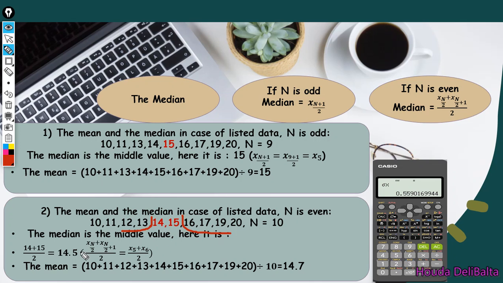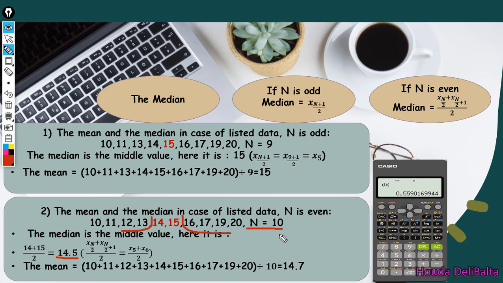So 14 plus 15 over 2 is 14.5. And note that it is neither 14 nor 15. It's the value in between them. Now, if I want to apply the rule, which is a little bit weird, it says that I have to add x n over 2 plus x n over 2 plus 1. Forget about it. Here n is 10.